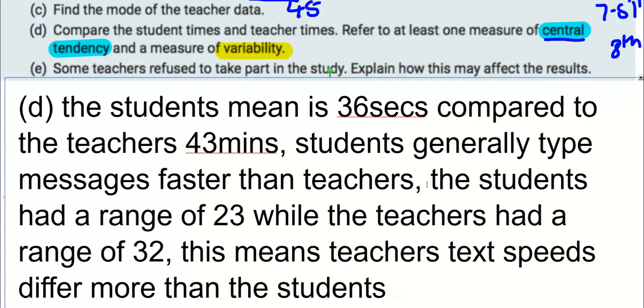Some teachers refused to take part in the study. Explain how this might affect the results. Well, some of them could have been really fast texters, which could have brought down the mean. Maybe the ones that refused to take part were really slow texters, in which case it would have brought the mean upwards. Lots of reasons. We don't know the reason unless they actually did the test. If you interviewed more teachers, then you'd have more than 15 teachers. An even number is probably better in some cases, though it doesn't have to be even.